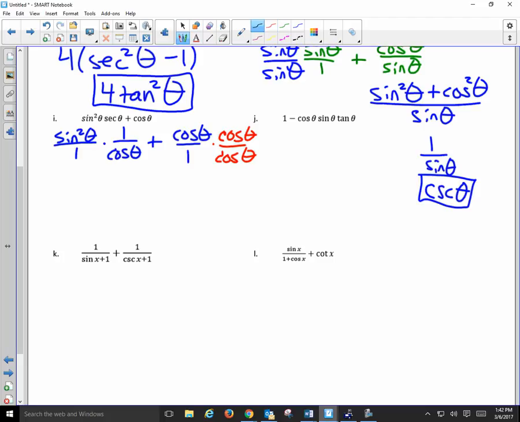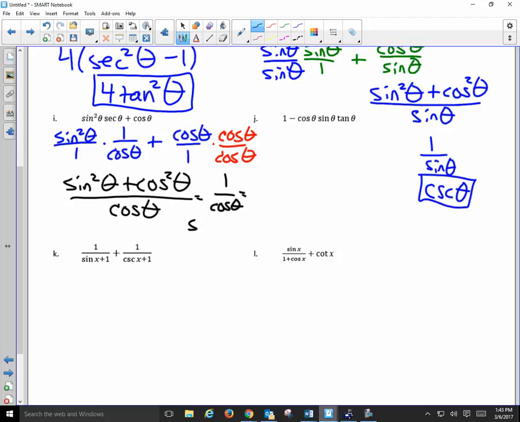What is now in my numerator? Thankfully, yeah. Well, the denominator over here on the left-hand side is cosine, right? And the denominator here is now cosine. So I get 1 over cosine, which is secant. 3 more.